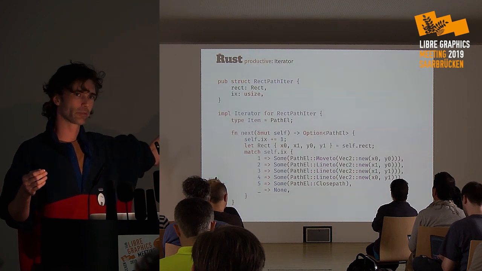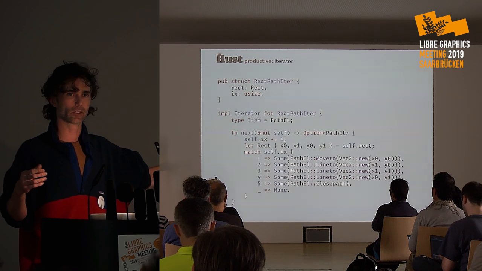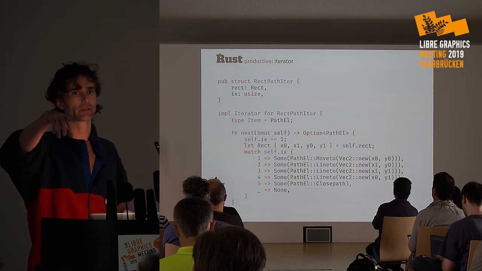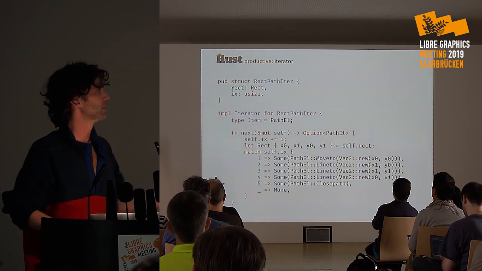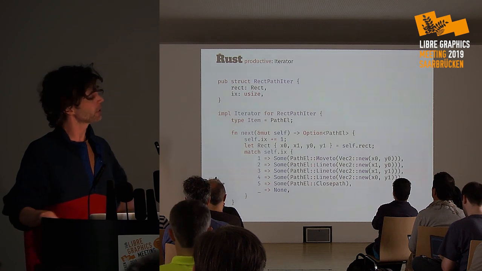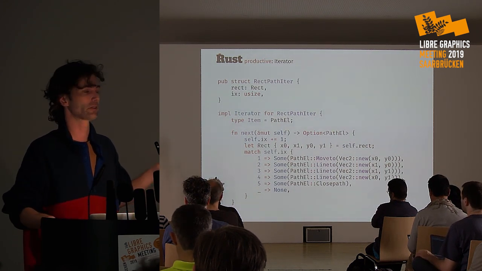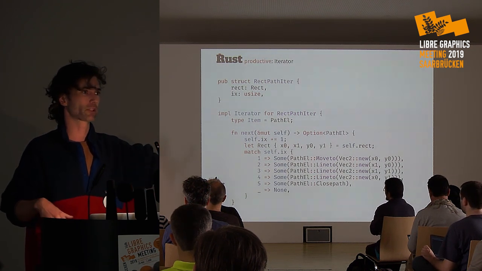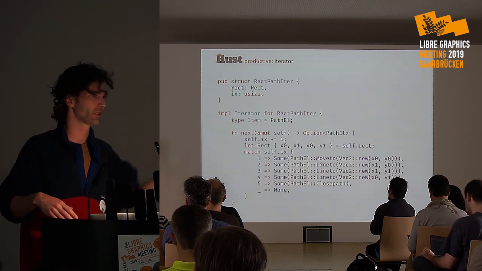All we do is increment our internal counter, and then for whatever our current step is, if it's the first step, we say move to our first point. Then for four line segments, we tell you to draw four lines. And then when we're done, we're done. And really importantly, this never allocates. This is going to compile down to some kind of nested, big if else.